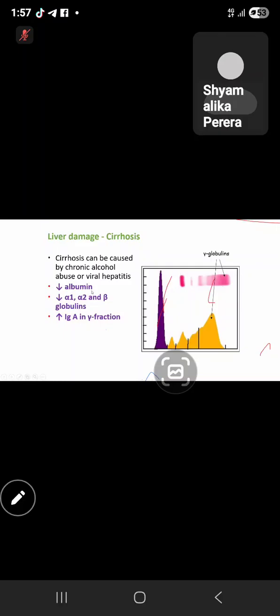You can observe low albumin levels, low alpha 1, alpha 2, and beta globulins. The important thing is you can observe the beta gamma fusion. Gamma globulins and beta globulins are merged together. We call it a beta gamma fusion. You can observe it especially in these cirrhosis patients.